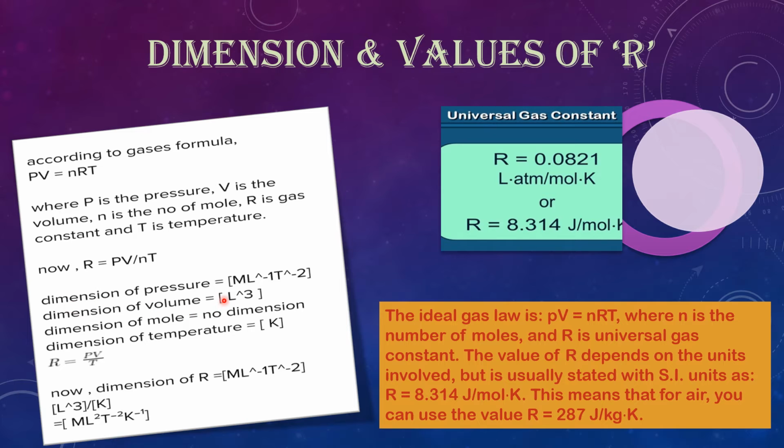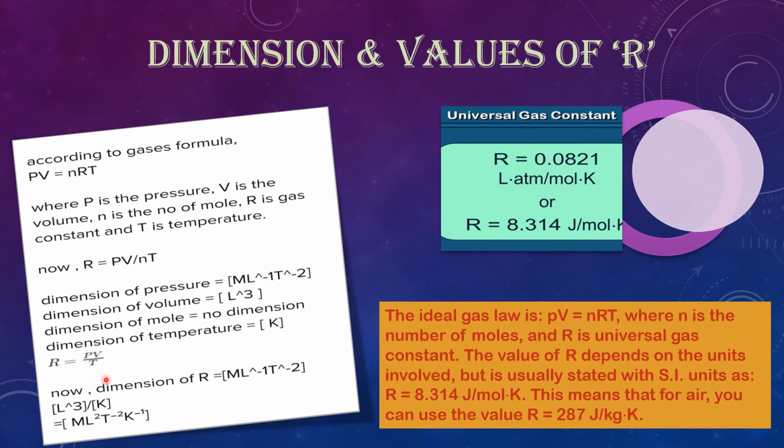So, dimension of pressure is equal to M L to the power minus 1 into T to the power minus 2, that means M by L T square. Next, dimension of volume is equal to L cube, L for length, that you know. Dimension of mole, no dimension is there, obviously. Dimension of temperature is equal to Kelvin, K.